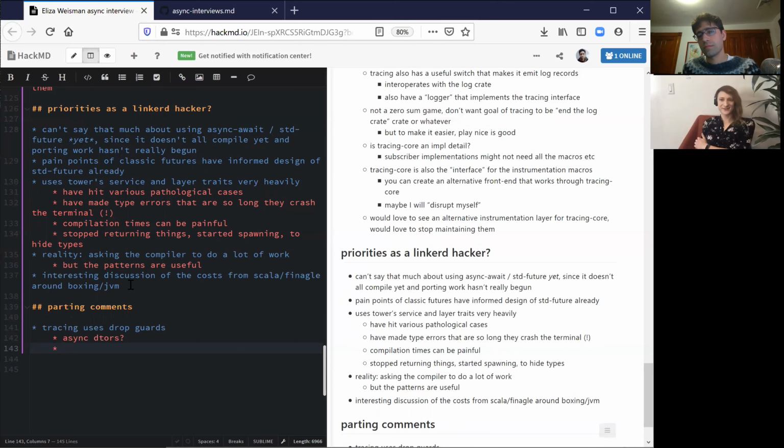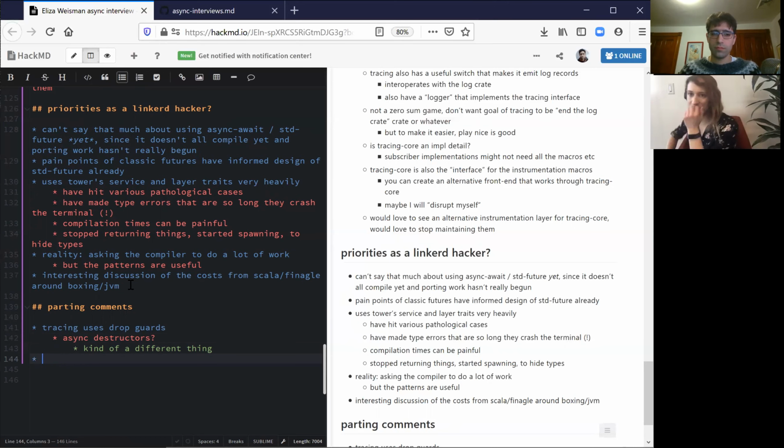But we have a different problem involving destructors and async. I think the async destructors feature, for being able to do things like flushing a stream, would be great. I would love to see that. It's not actually the thing tracing needs. The thing tracing needs is that we use these drop guards to indicate scopes.